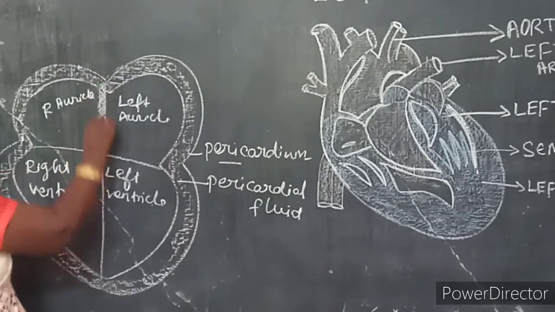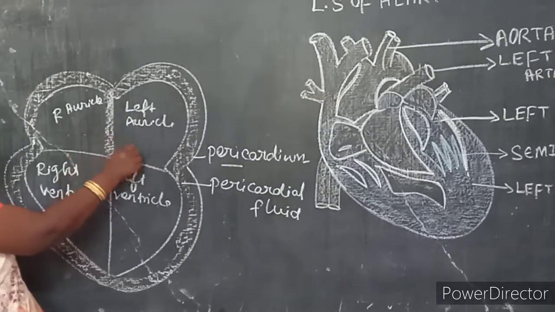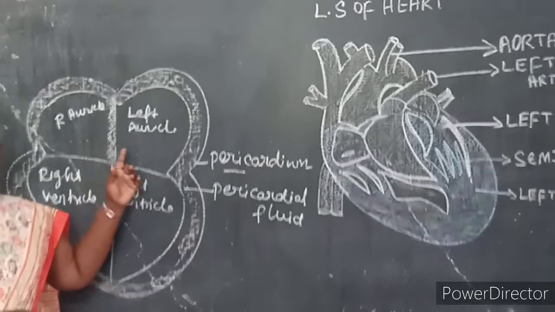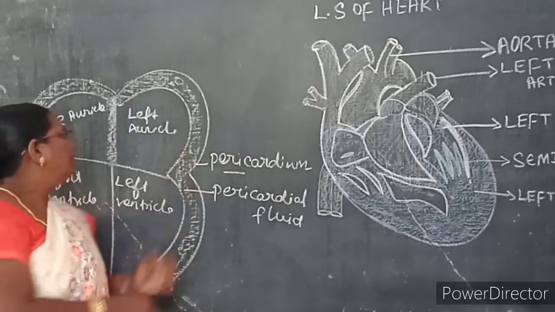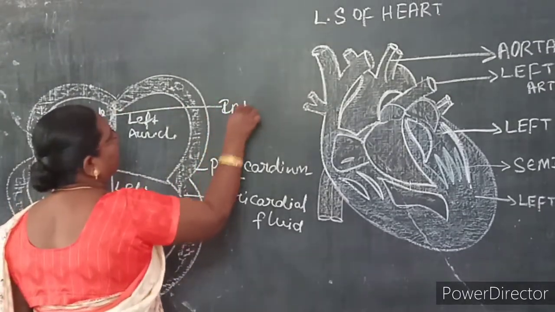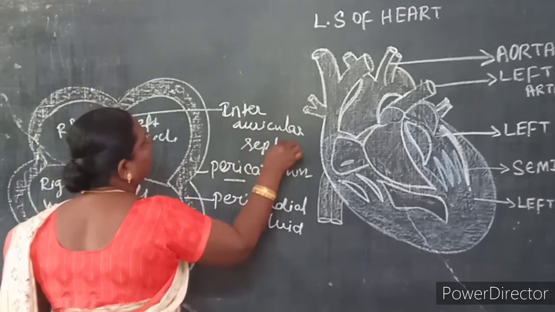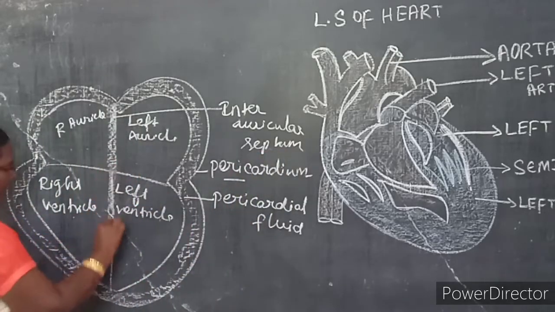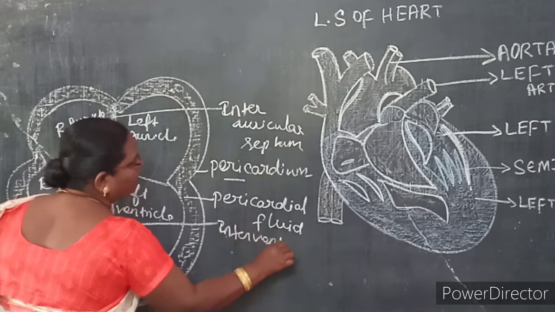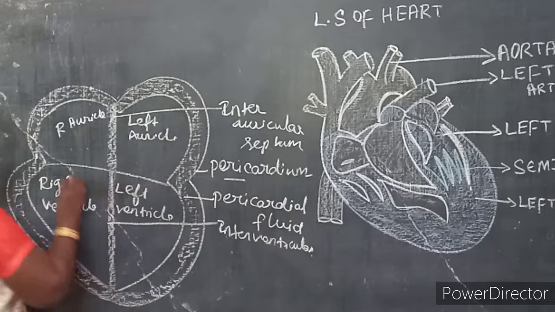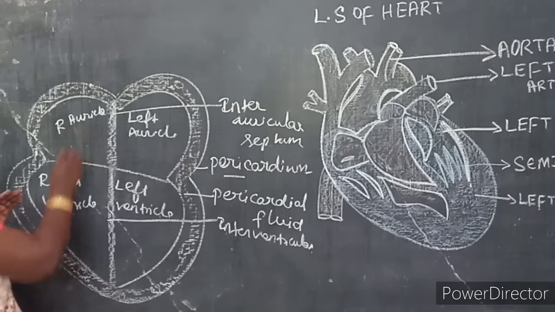The upper chambers, the auricles, are separated by the interauricular septum. The right auricle and the left auricle are separate from each other by the interauricular septum. In the same way, the ventricles are separate from each other by the interventricular septum. Make it clear with this.